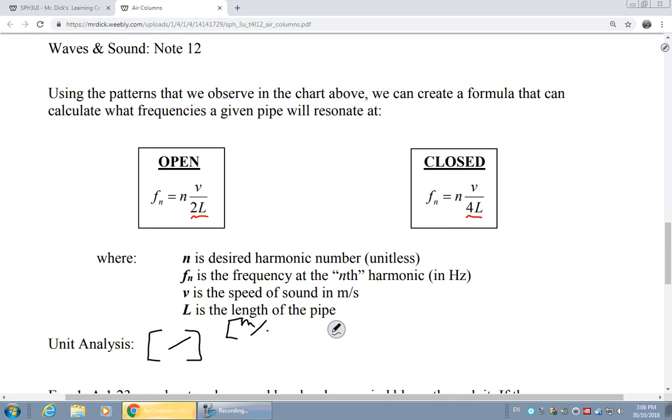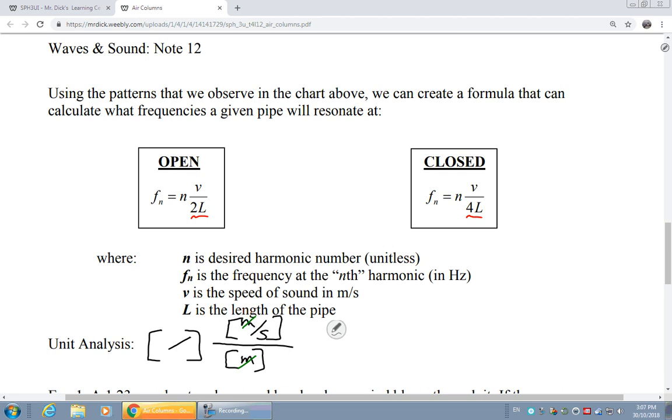And then we've got velocity on top in meters per second. That's the speed of sound. And then we're dividing by the number 2, which doesn't have a unit at all, and then length, which we'll measure in meters. So anytime we use this formula and we use the length of the piping, we'll always keep it in meters. When that's the case, what ends up happening is that the meters from meters per second and the meters that we divide by for the length of the pipe, they cancel out completely.